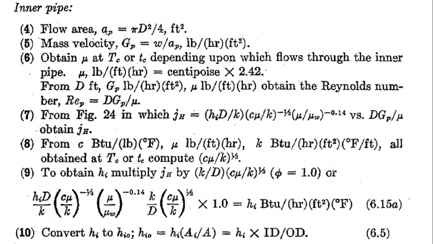The fourth point is to determine the flow area in the pipe as well as in the annulus region for the double pipe heat exchanger. Fifth is to determine the mass velocity by dividing the mass flow rate by the flow area, right? And then obtain the viscosity value at the caloric temperature depending upon which fluid flows through the inner pipe, and convert this value into the proper unit. I will explain it in the design problem. From the figure, you will get the value of the viscosity in centipoise. You have to convert it into this unit after multiplying by 2.42, right?